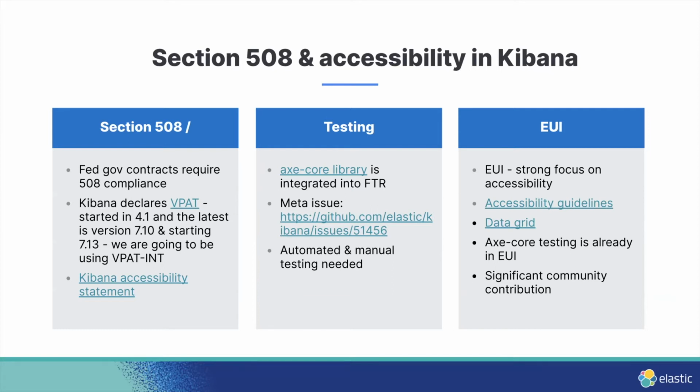But the core of how we test accessibility in the Kibana apps is by integrating the Axe Core library into our functional test runner. So every night, a whole suite of tests runs on continuous integration to check for accessibility failures.